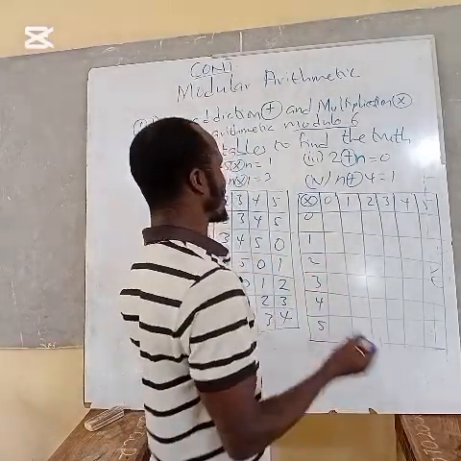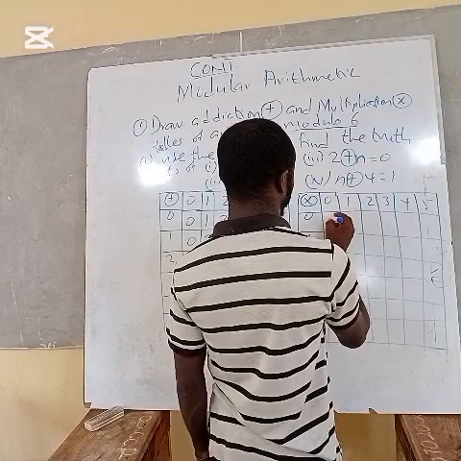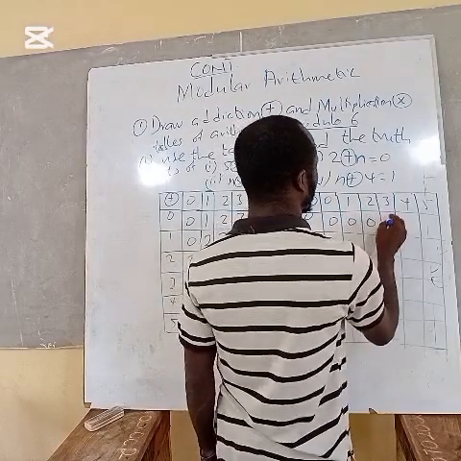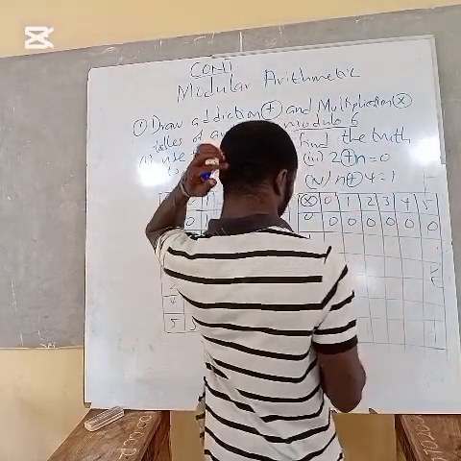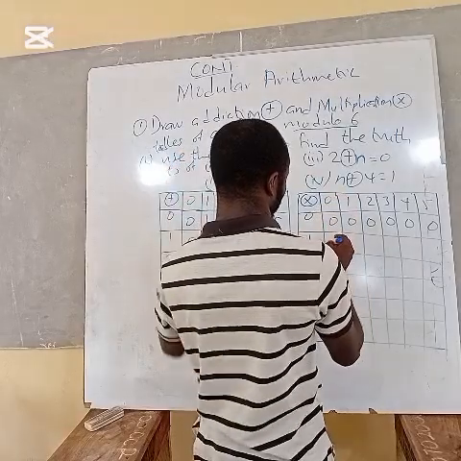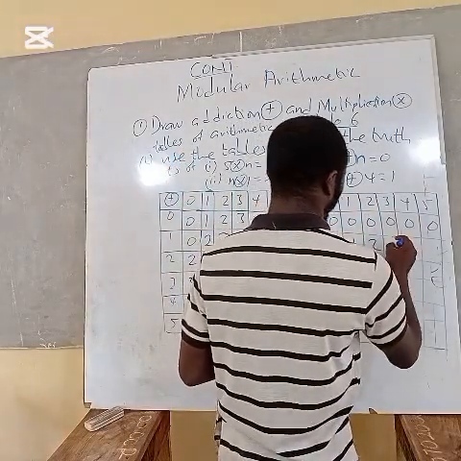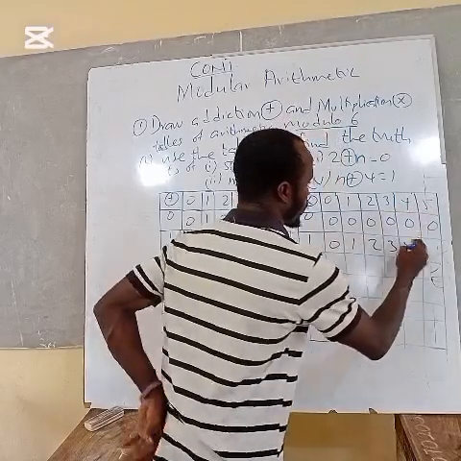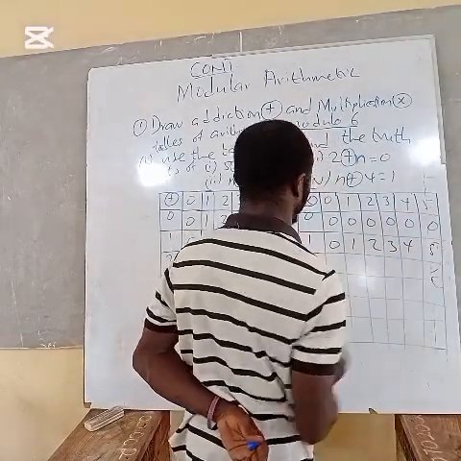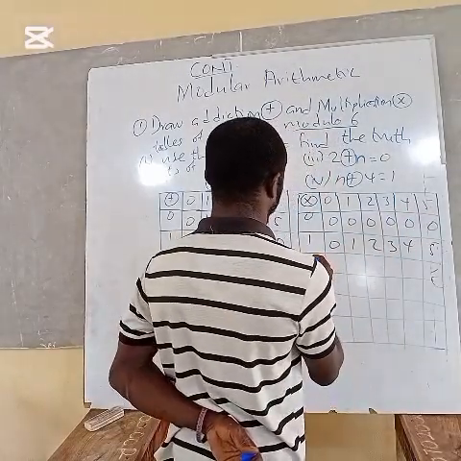Okay. So now multiplication. So 0 times 0 is 0. So all here will be 0, 0, 0. Then 1 times 0 is also 0. 1 times 1, 1. 1 times 2, 2. 1 times 3, 3. 1 times 4, 4. 1 times 5, 5.